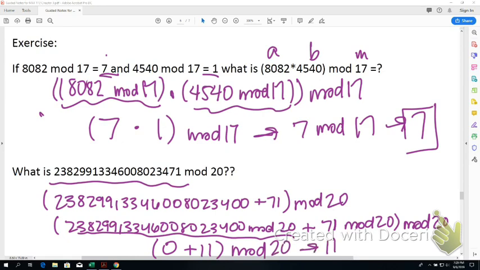What's this is 11 mod 20, and then we see that our A part, remember our 11, which we usually say is A, is less than our B, which is 20, so the remainder will be 11. Okay.